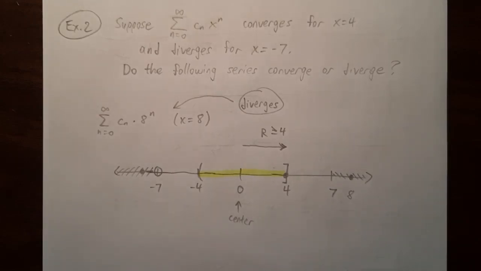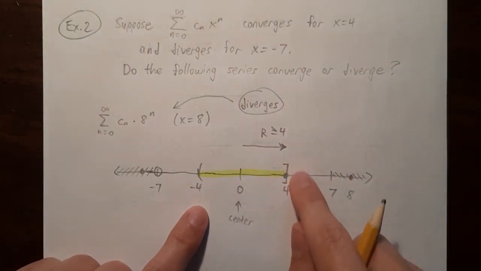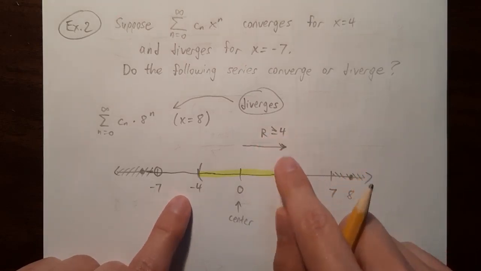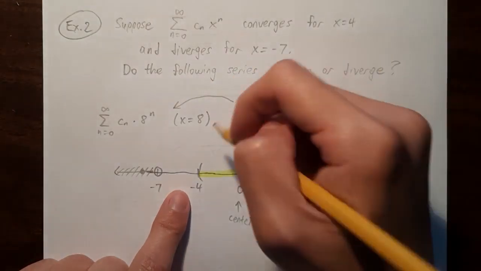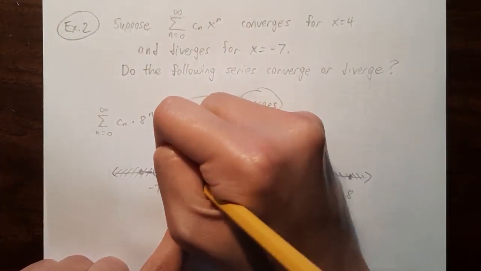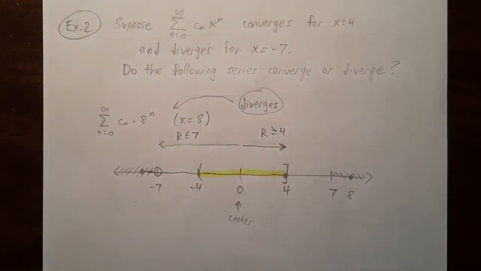All right, so that's the basic principle. If you're closer to 0 than a convergent point, you are convergent. If you're further away from 0 than a divergent point, then you're also divergent. So what this means then is, as far as the radius of convergence goes, we know it has to be at least as big as 4, but it certainly isn't going to be any bigger than 7. This thing cannot be bigger than 7.